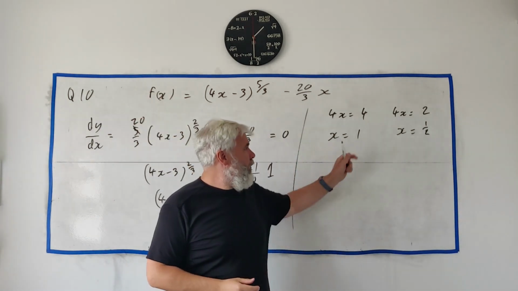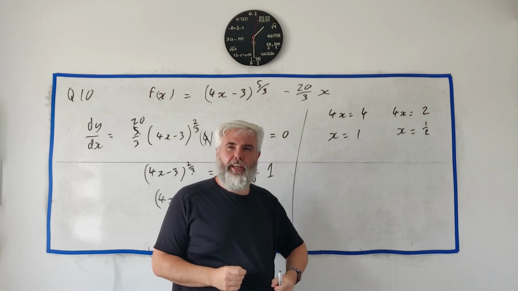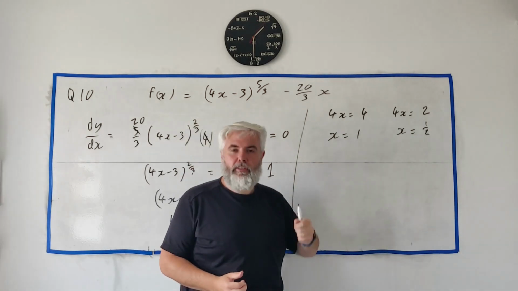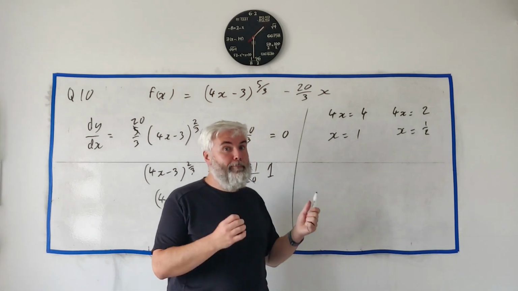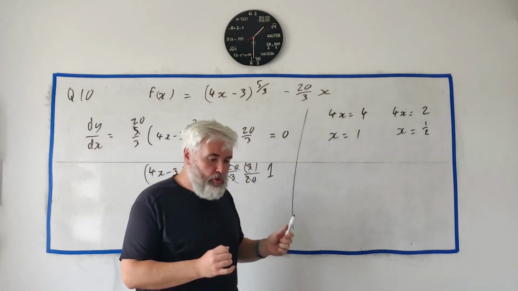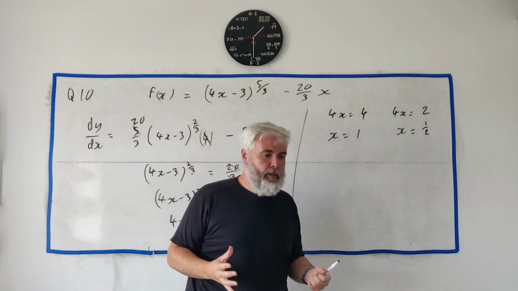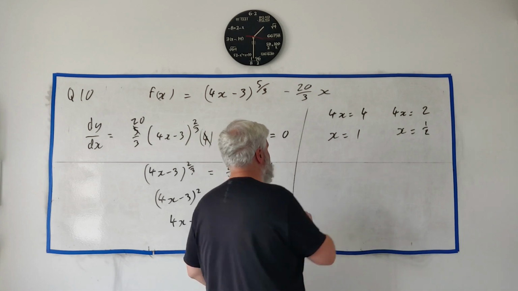We don't have to put that in. They only wanted these coordinates. But there's one other thing. They did want to determine their nature, their stationary points. That means they wanted to find out, are they maximum or minimum? So again, when you hear maximum, minimum, when you see determine their nature, we should be thinking a second derivative.